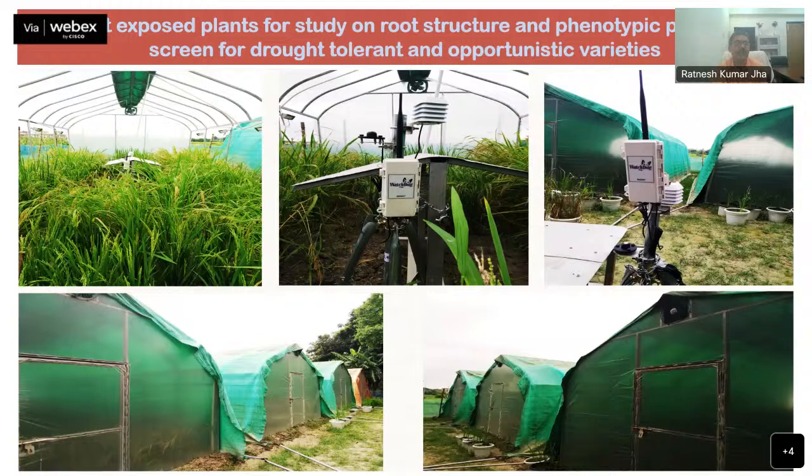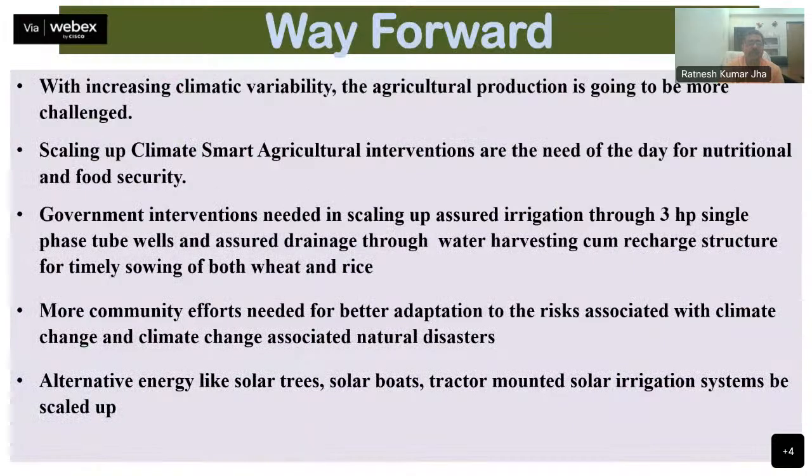We are advocating alternate options to the farmers for combined heat and drought stress, and again individually. Now this is my last slide. With increasing climate variability, agricultural production is going to be more challenged, and the scaling of climate smart agriculture interventions is the need of the day for nutritional and food security.